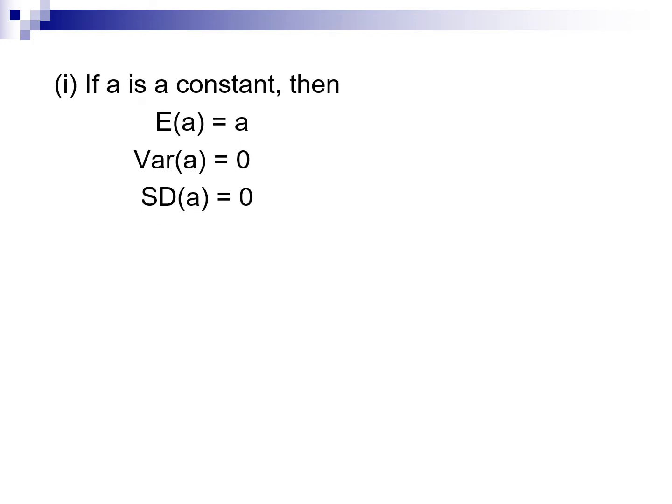The first law. If A is a constant, then the expected value of A is A. The variance of A is 0. The standard deviation of A is 0. In other words, the variance and standard deviation of any constant is 0.